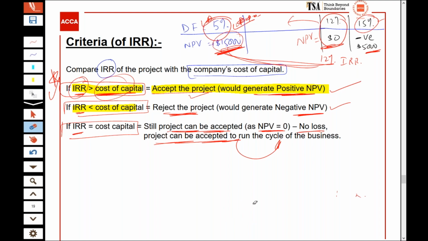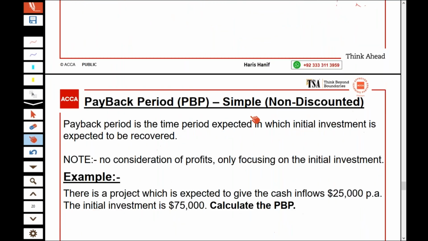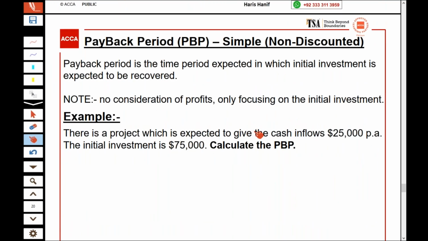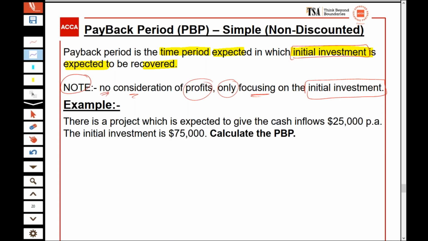Okay, let's now proceed to the next target, and that is the payback period. See, what is the payback period? The payback period is the time period expected in which the initial investment is expected to be recovered. Note, no consideration of profits, only focusing on the initial investment. And obviously that project will be selected where the payback period is low.